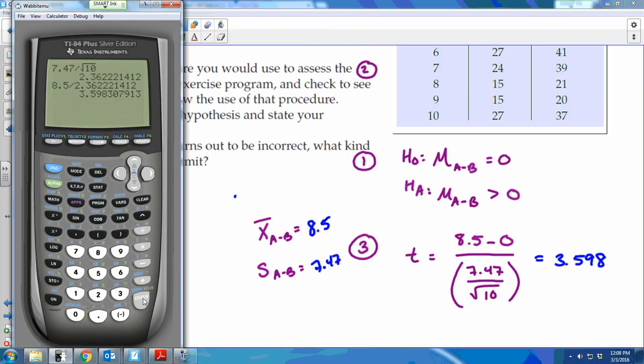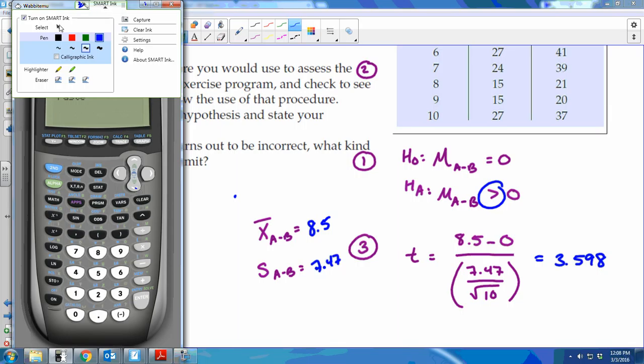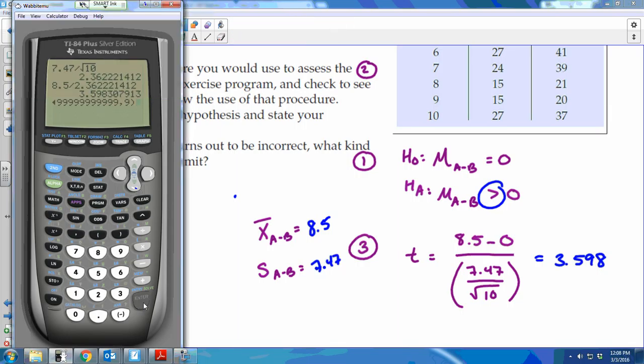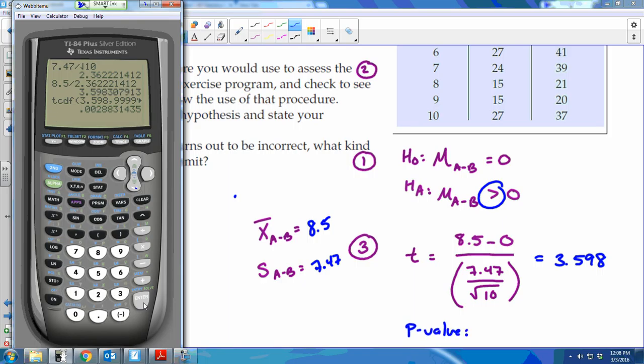Once I have the t statistic, I can use tcdf. 3.598 to infinity because we said it was greater than 0, so we're looking for the upper tail. There's 9 degrees of freedom, 10 pairs minus 1. We get a p-value of 0.003.